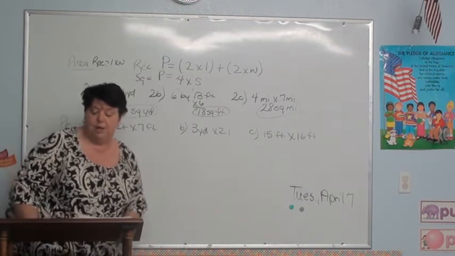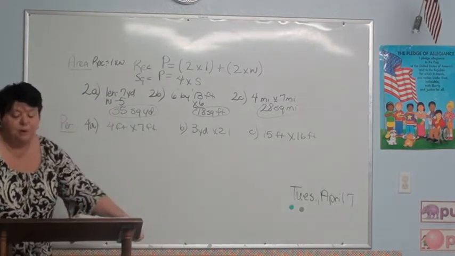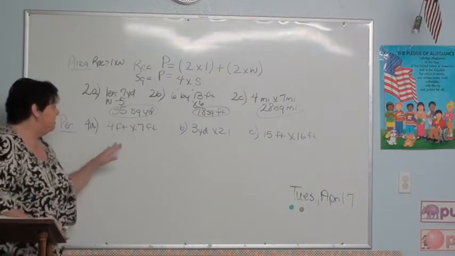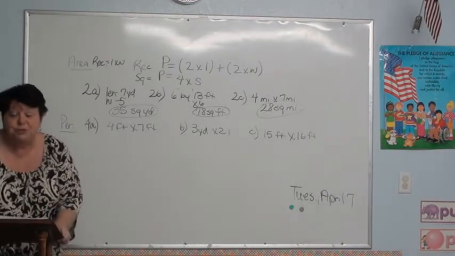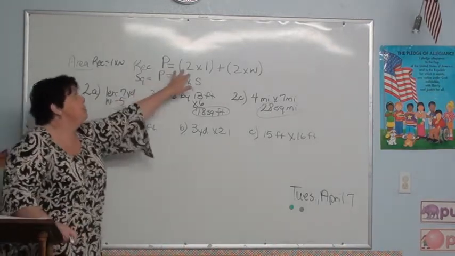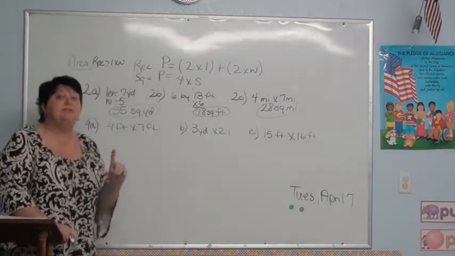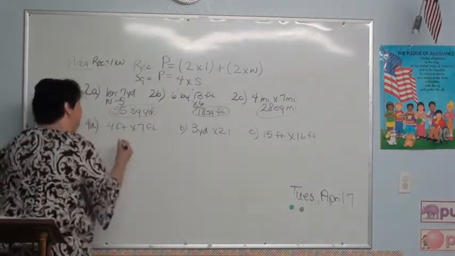Now we're going to go to number 4. Find the perimeters of these rectangles. Do y'all remember the formula for perimeter? The perimeter of a rectangle is 2 times length plus 2 times width. This is simple. Let's do it. We've just got to know the formula.